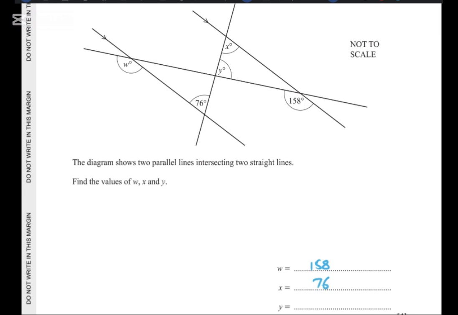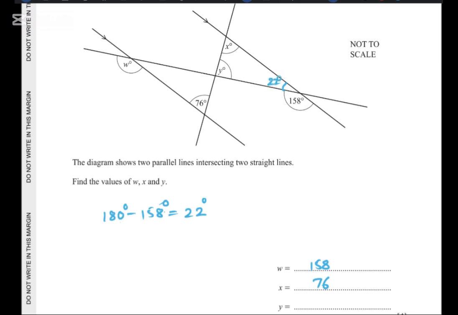Now for y, we need to do some calculation. To find y, you have to check this triangle. In this triangle, find this angle first, which is 180 minus 158. When you do that subtraction, this is 10, 10 minus 8 is 2, and this will be 7 because we borrowed, 7 minus 5 is 2. So 22 degrees is the value of this angle.